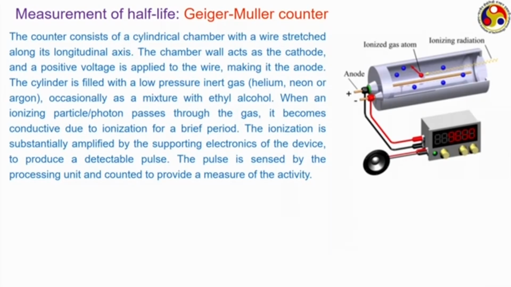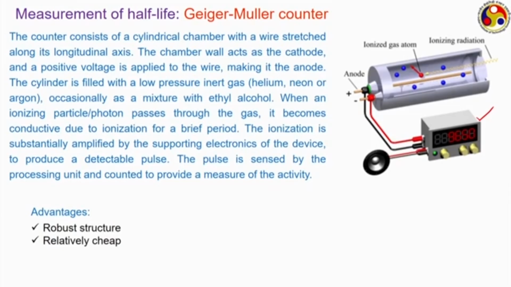Whenever there is some kind of ionization particle or photon that is passing through the gas, it becomes conductive due to the ionization for a very brief period. This ionization is sensed by the electronics of the device, is amplified to a much larger amount, and therefore, it produces a very detectable pulse. The pulse is measured by this particular counter, which just counts the number of pulses that is observed during any experiment. Now, this pulse is counted to provide a measure of the activity of this particle, and once we know the activity we can always calculate the decay constant and the half life of that.